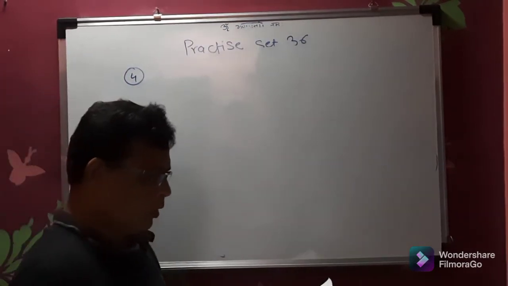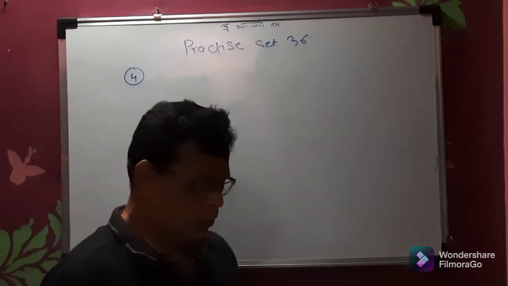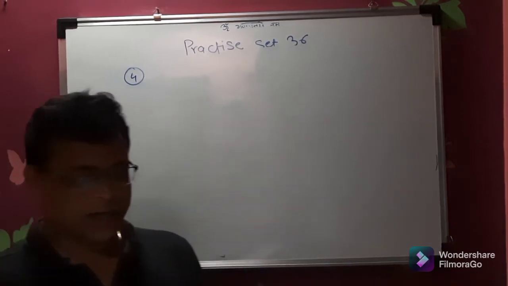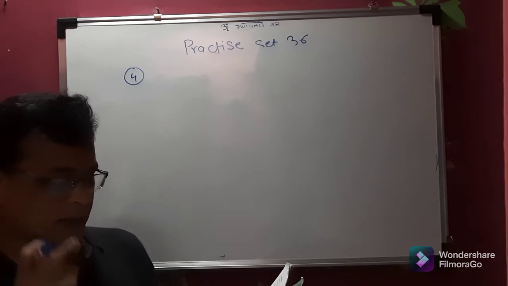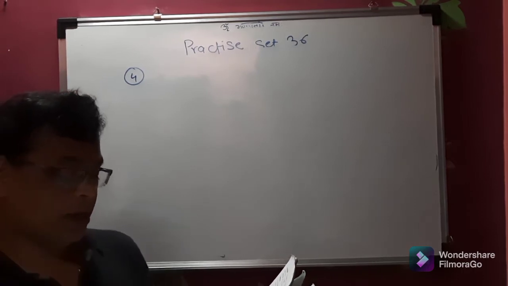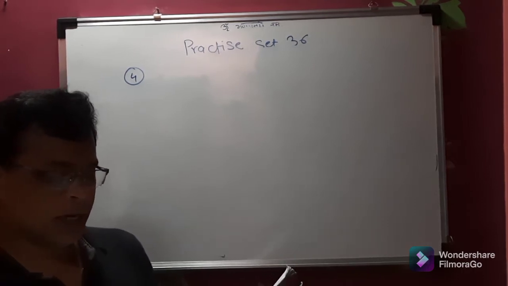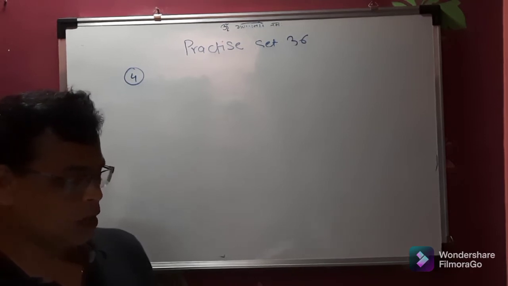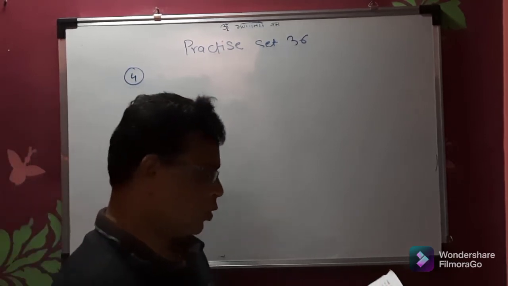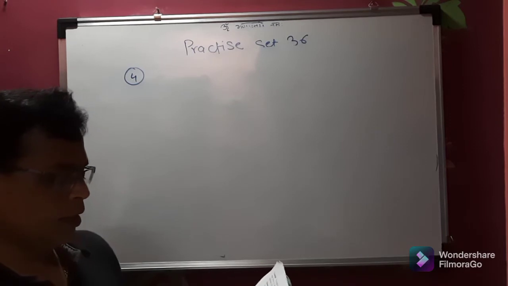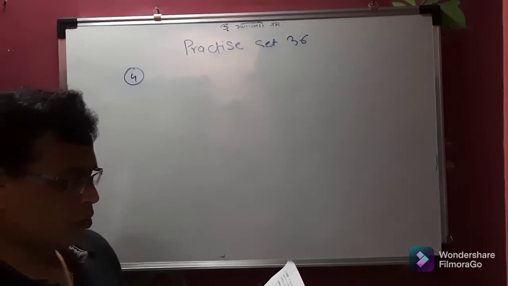What is the problem number 1? In problem number 4, they have written: Rakesh's age is less than Sania's age by 5 years. The sum of their ages is 27 years. How old are they?